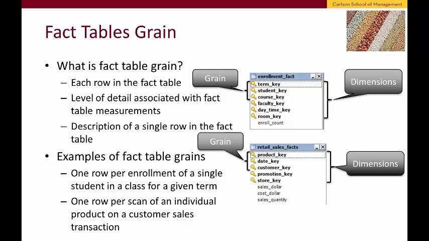Similarly, one row scan of an individual product at a given time for a particular customer at a point of sale terminal is the grain for the retail sales table. So which product, exactly when, and who bought it. Okay, the presence or absence of a store clerk or a promotion or even the store this transaction is taking place at will not alter the level of such a retail transaction, so that the first 3 keys compose the grain, but there may be other dimensions such as promotion and store.